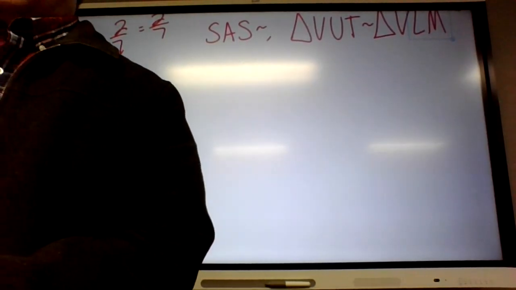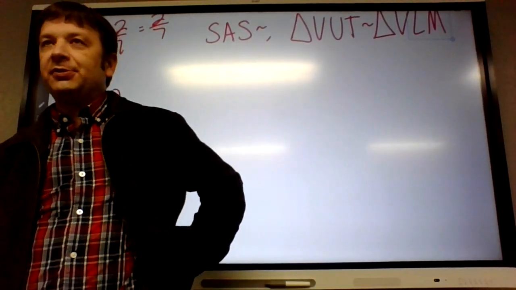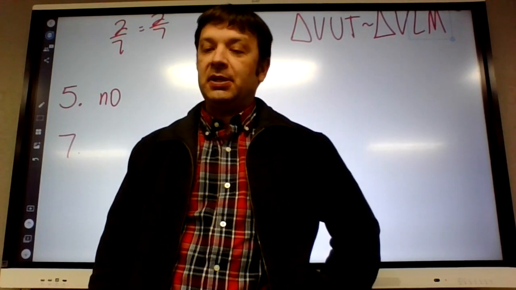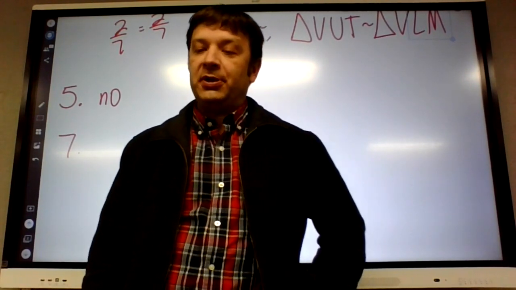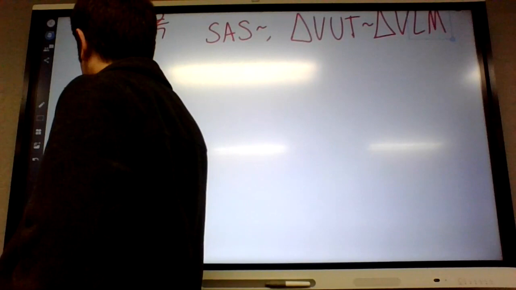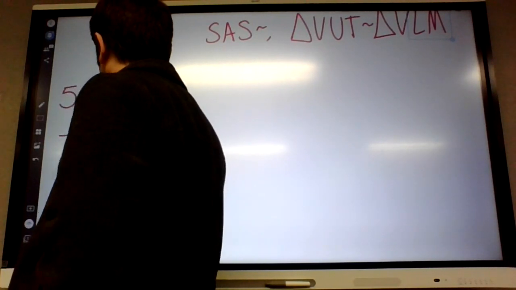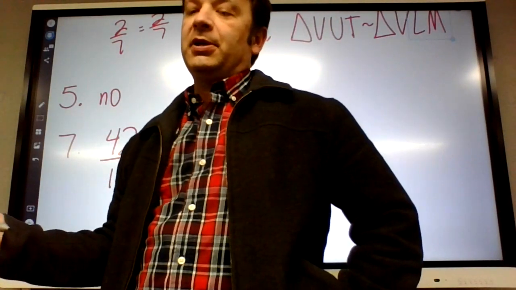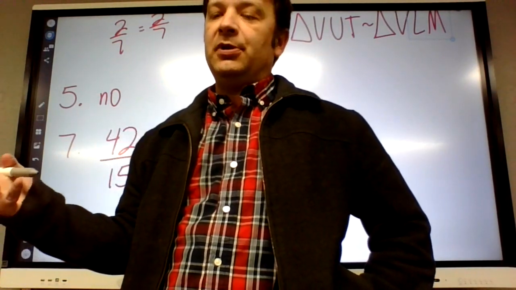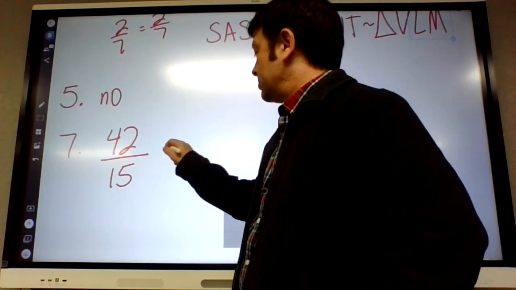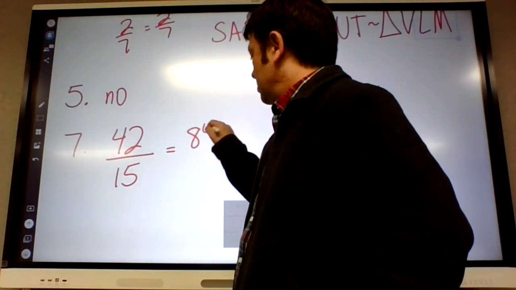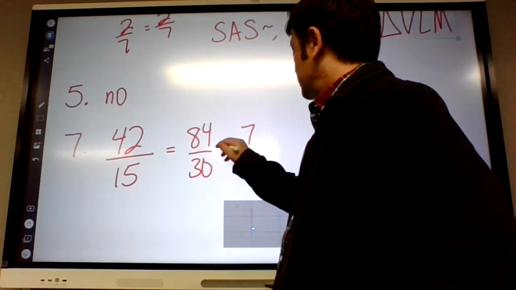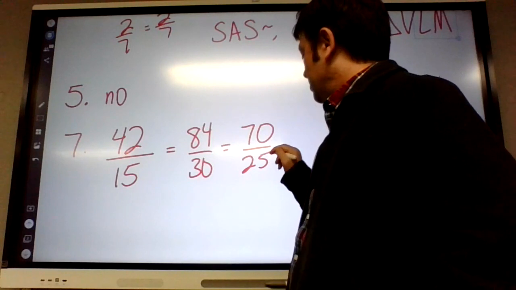Okay, number 7. If those two triangles are similar, what method would prove it? Side, side, side. So 42 on the big triangle should match what on the little triangle? 50. So the little side should go with the little side, right? Say 84 on the big triangle should match what on the little triangle? 30. And then what's the other pair? It's 70 and 25. Okay, so are those equal?